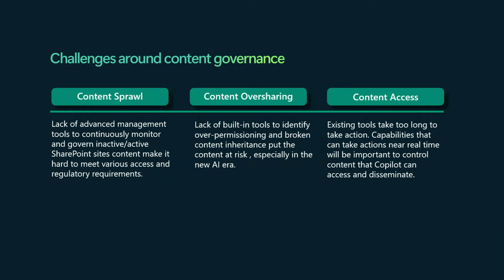The second part is content oversharing. We're going to be covering this area extensively today. Oversharing happens when you have a lot of content, and there's a much higher chance of people getting access to it if it's not controlled and governed. And finally, with Copilot, you really need to be able to control what Copilot has access to and doesn't have access to. Certain things it needs access to, and certain things you have to be able to protect, so it's not just accessible to everyone across your organization.